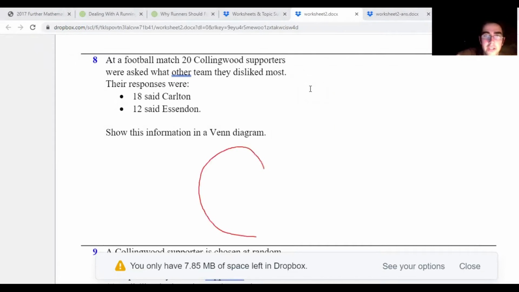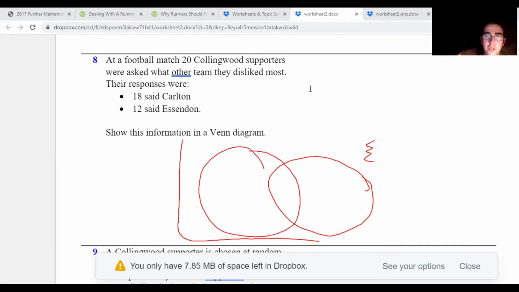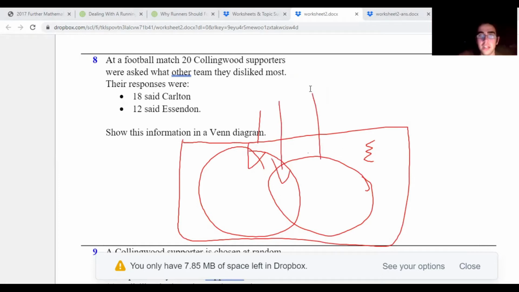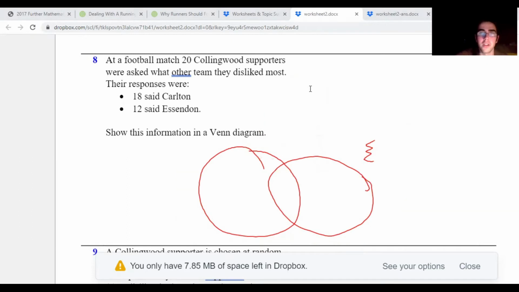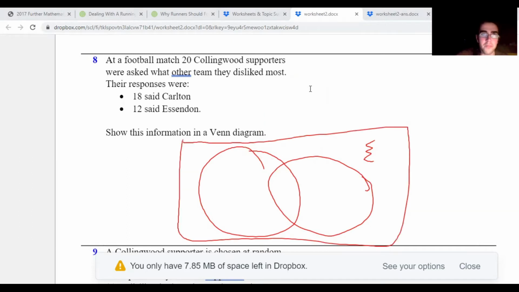So if we were to draw a Venn diagram, we'll notice that we've always got to put that symbol in the corner, and we always draw it in a box. Now, we've got 3 different positions to fill. So let's get the middle one out of the way first, because that's going to be the most difficult. We need to figure out which of them dislike both, because both go in the middle. So let's call the probability of Carlton C and the probability of Essendon E.